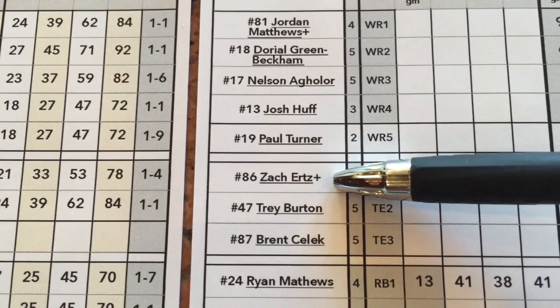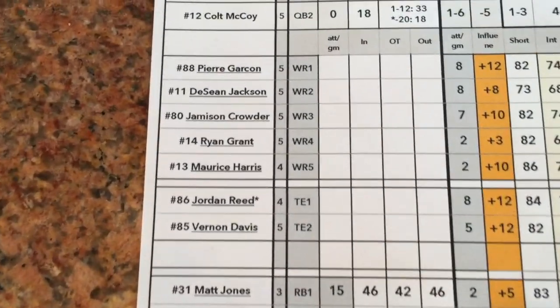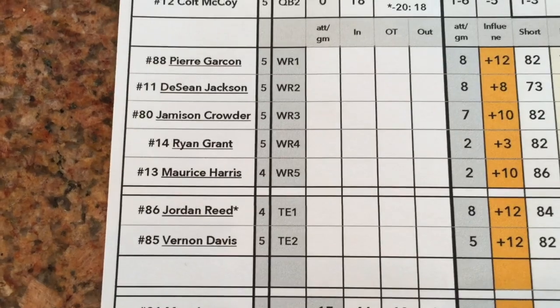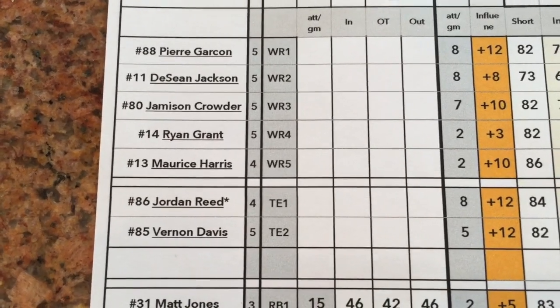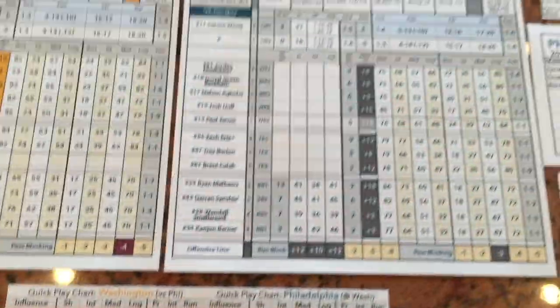But you see none of the other receivers would be. Zach Ertz would catch the pass as a tight end, and Darren Sproles will catch a pass. And conversely, if you look at Washington, none of the receivers would. The only player who would catch that pass if that cell was a star would be Jordan Reed. Okay, so the pass is complete.